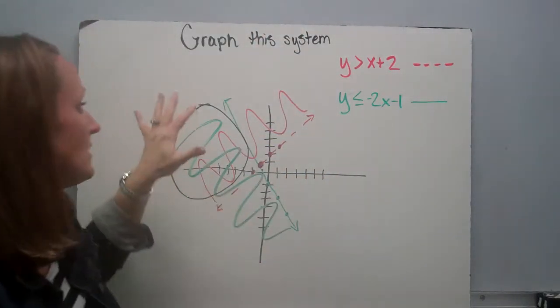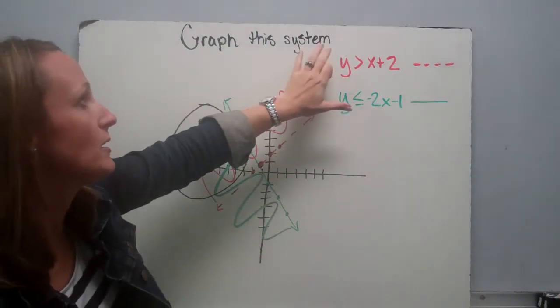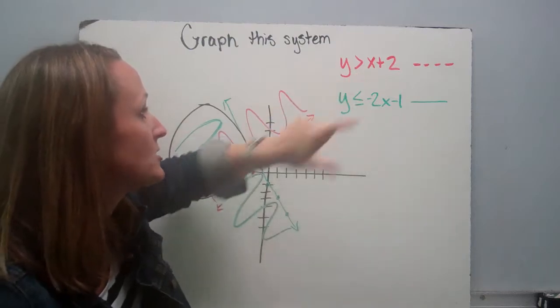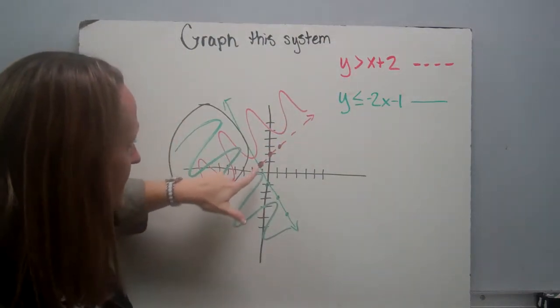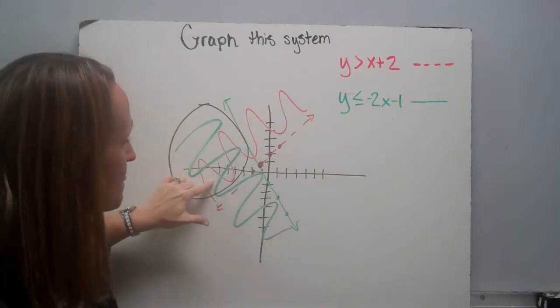Okay, so this looks like a mess. Let me explain what it is. First we have our first inequality, y is greater than x plus 2. We know this is going to be a dotted line because there's no equal sign, so I've graphed it right here. And then you can see where I shaded it up here in red.